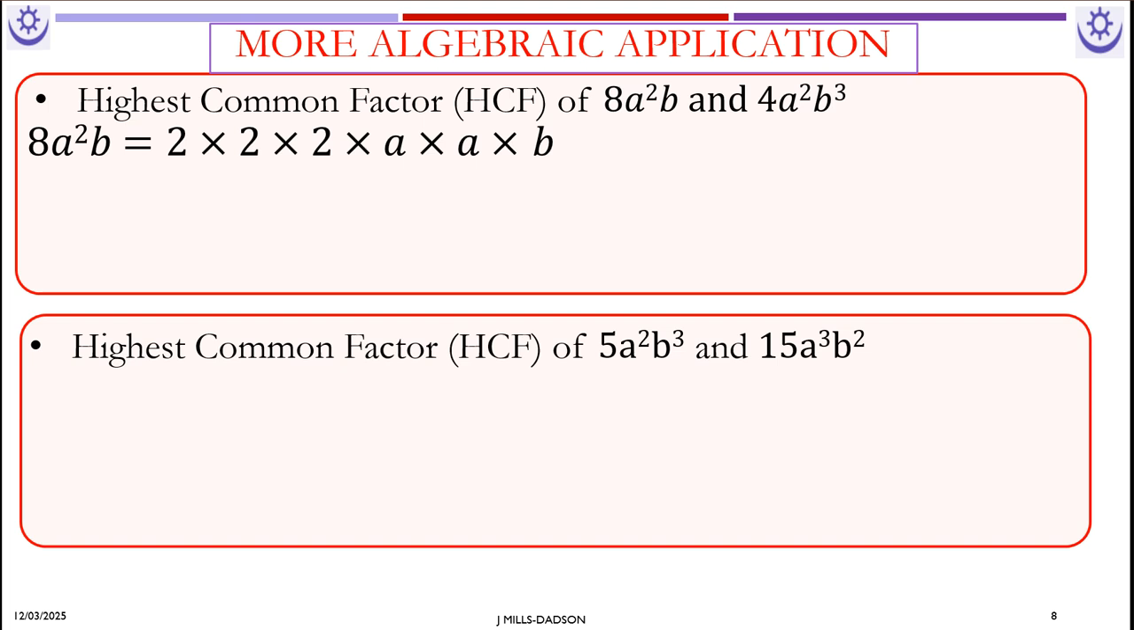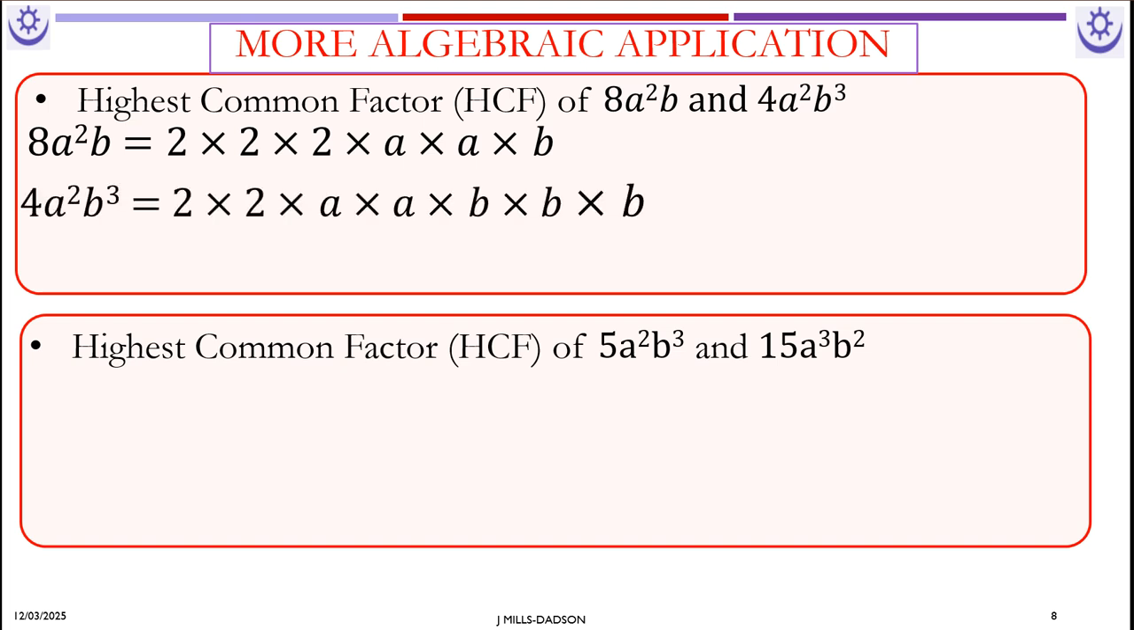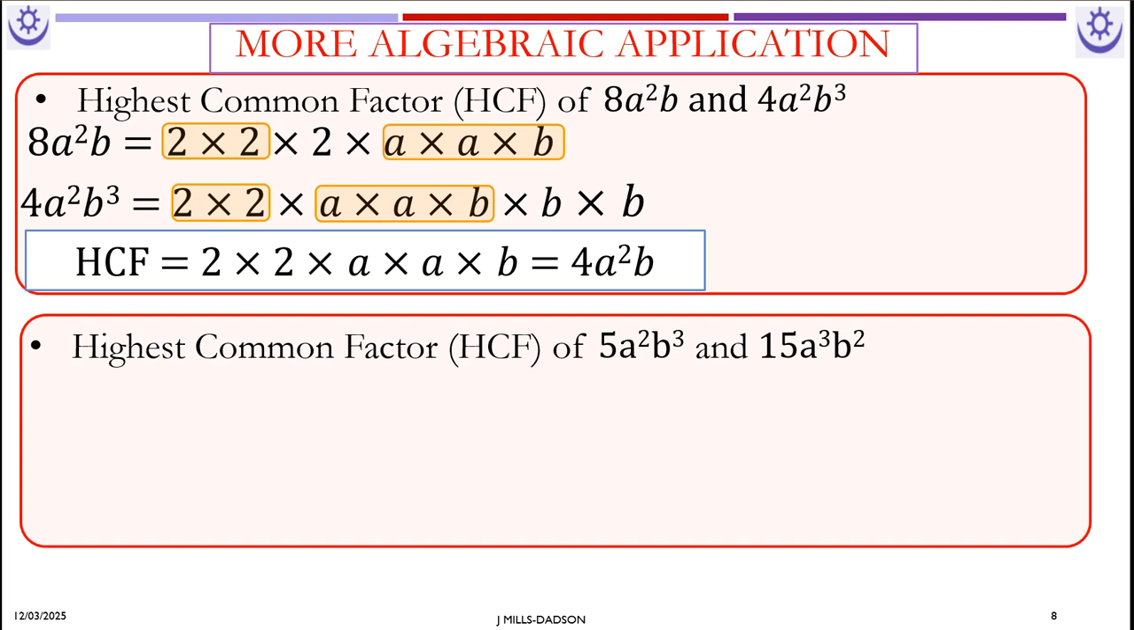Do the same for 4a squared b3. 4 is 2 times 2, so you do that one also. Then at the end, check them and see the common numbers and common letters. So for the numbers, let's check what is common. We have 2 times 2, which is common to both. Now what about letters? We have a times a times b in both. The rest are not common. So we pick all the common products, and our highest common factor now becomes 2 times 2 times a times a times b, which is 4a squared b.